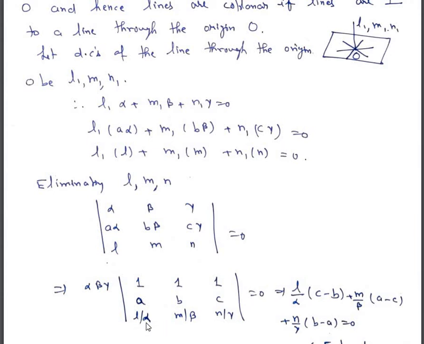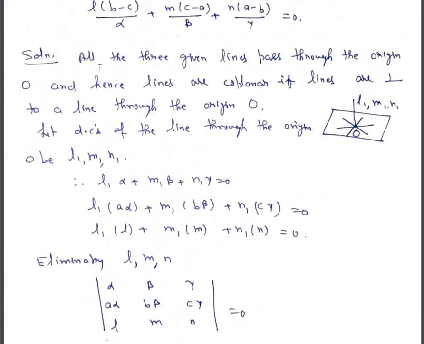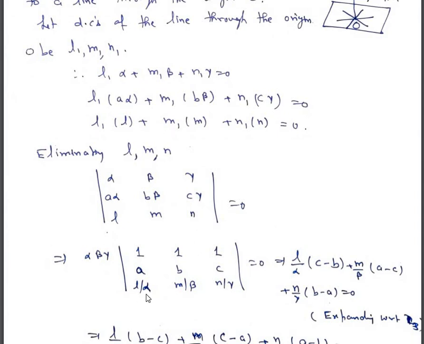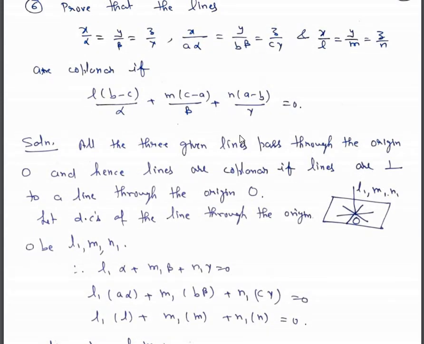So expanding with respect to the third row, because we need l upon alpha, m upon beta, n upon gamma in the expression to be proved, we have l upon alpha into (c minus b) plus m upon beta into (a minus c) plus n upon gamma into (b minus a) is equal to 0. Multiplying by minus 1, we get l upon alpha into (b minus c) plus m upon beta into (c minus a) plus n upon gamma into (a minus b) is equal to 0. This is what we were supposed to prove.